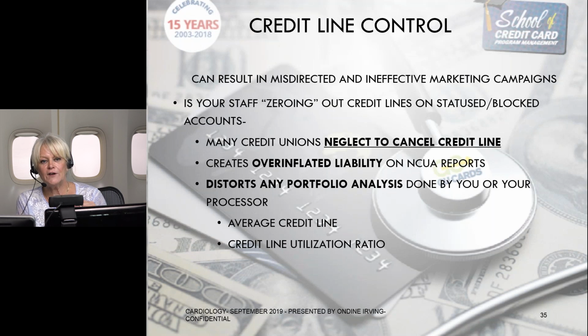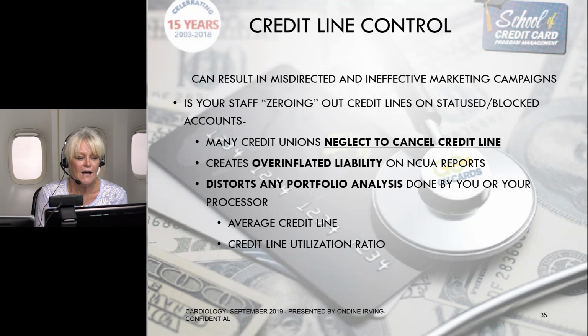And this is what I was going back to earlier about the industry numbers being off. If we're not reporting it right, they're not reporting it right. And you know what? We're not reporting it right in 90% of all cases. So check that all your credit lines are zeroed out on accounts that require it. A lot of credit unions neglect it, creates overinflated liability on NCUA, and distorts any portfolio analysis done by you or your processor. If the data is not good, nothing's going to work. And it all starts with the basics.